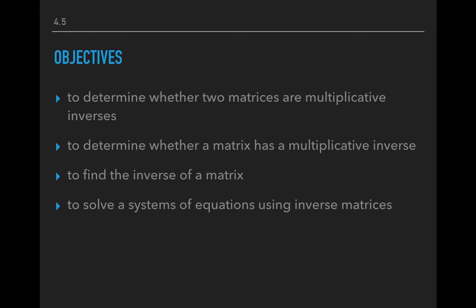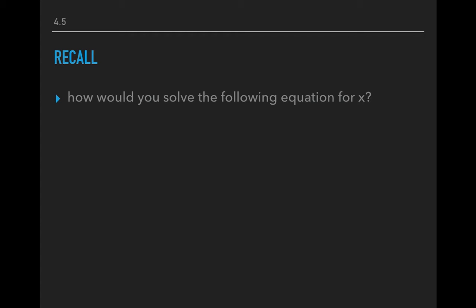So let me get started by reminding us of something. How is it that you would solve this equation for x? This is one of those simple one-step equations from Algebra 1, but perhaps it's the terminology that we've forgotten. We would multiply each side by the multiplicative inverse of a. The multiplicative inverse of a is 1 over a.